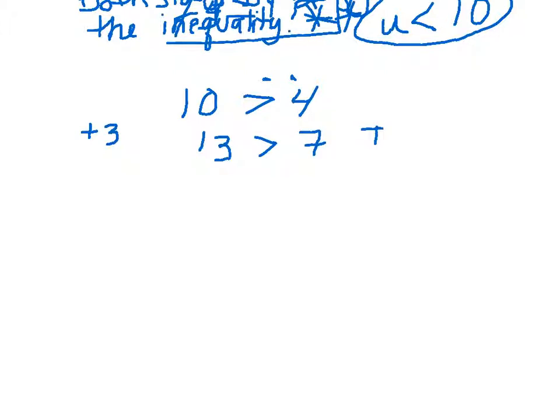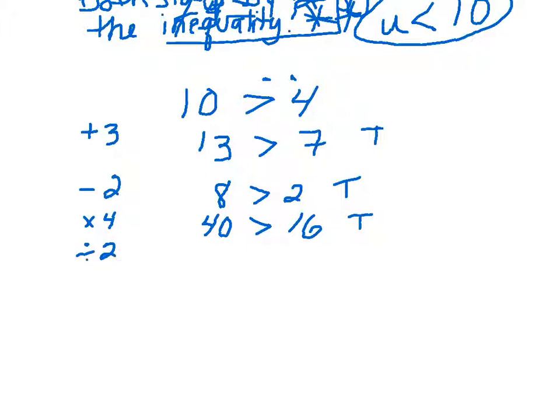Yes. So we added a number, and it was still a true statement. 13 is still greater than 7. Let's try subtracting, I don't know, 2. 10 take away 2, that's going to be 8. 4 take away 2, that's going to be 2. Is 8 greater than 2? Yes. So far we've added a number and we subtracted a number and we still end up with true statements. All right, let's multiply both of them by 4. 10 times 4 gives us 40. 4 times 4 gives us 16. Is 40 still greater than 16? Yes. Cool.